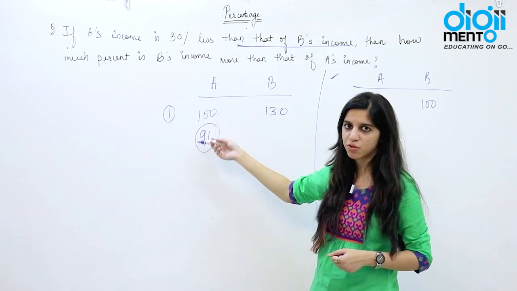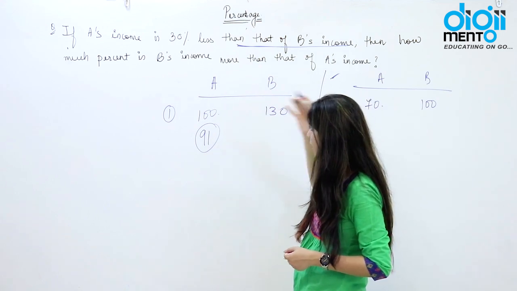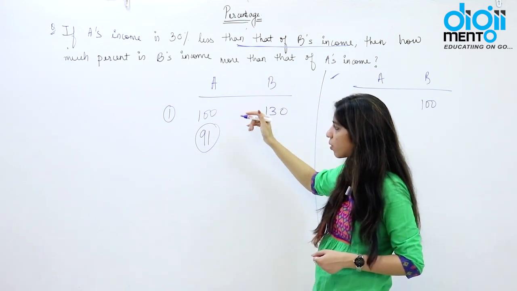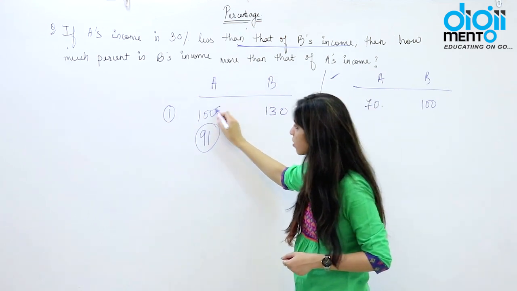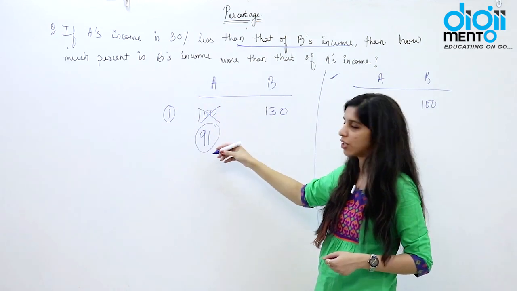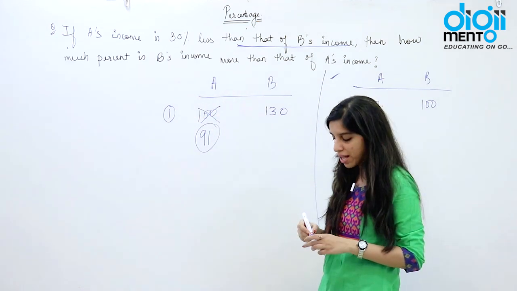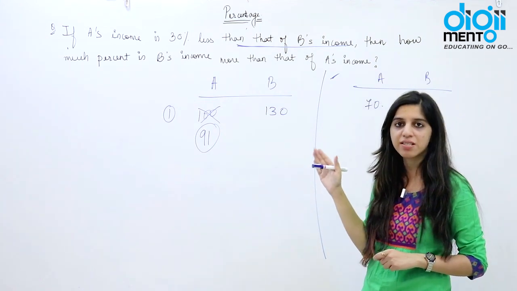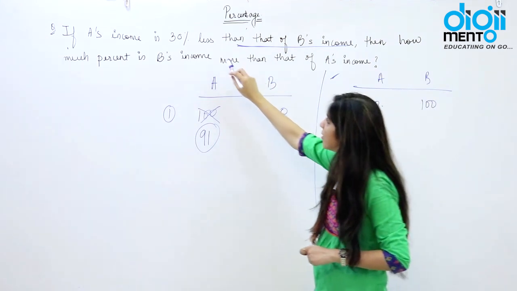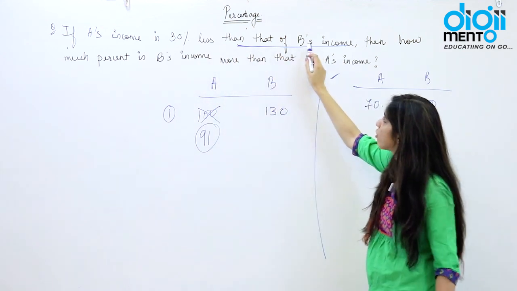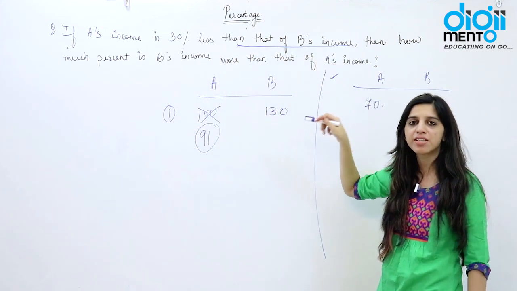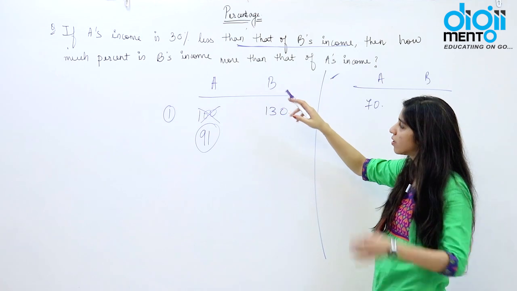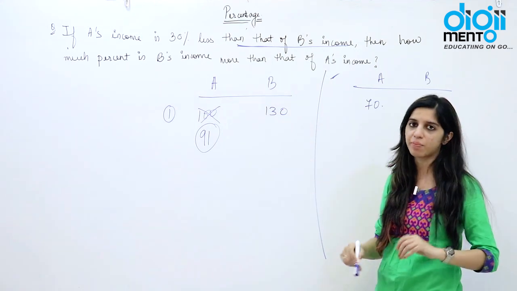So there is no point assuming it. In any matter, you cannot take the income of A to be 100, it should be 91. That is what I was talking about. Reference is very important. Clearly it says 30% less than that of B's income. Reference is B's income. 30% of B's income you should find and subtract.